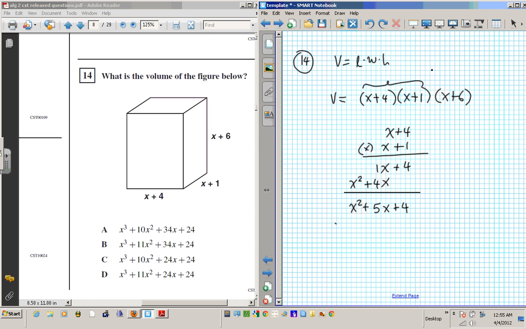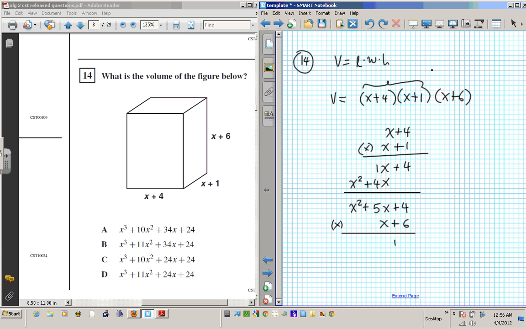So I'll multiply the result I just got times the height, which is x plus 6. You multiply by this to find the volume. I'm going to do the same process, just distribute x plus 6 to this whole area that I got, and that should be the final answer. Alright, so let's do it.